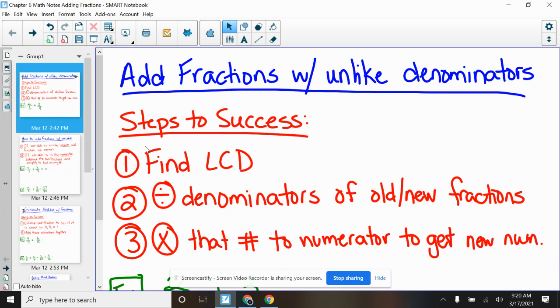So, steps to success. If you're one of those people who likes to have your menu, your list of do this, do this, do this to help you get to the finish line the best way, these are your steps. But step number 1 says you have to find the LCD. Obviously you won't be able to do that if you don't know what LCD is. Chapter 5 taught us that. So what is LCD? Tessa, what's LCD? Least common denominator. Least common denominator.